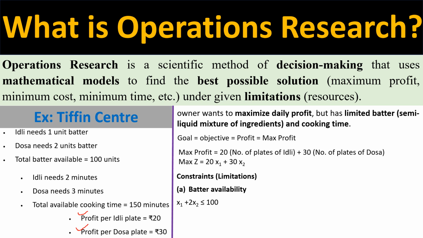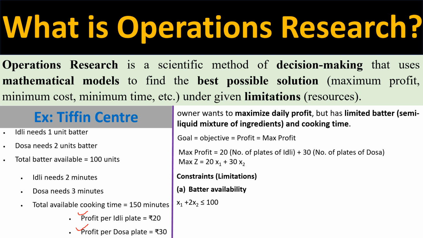The first limitation is the batter availability. Here total availability of batter is 100 units. So the owner has to prepare the number of plates of idli and dosa within the use of 100 units of batter only. Idli needs 1 unit of batter and dosa needs 2 units of batter. So X1 plus 2 X2 less than or equal to 100.